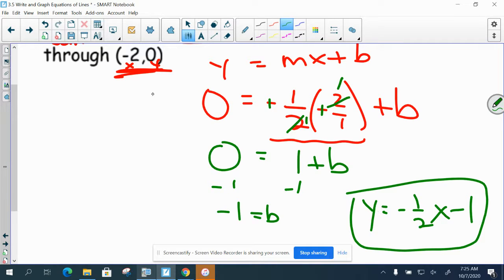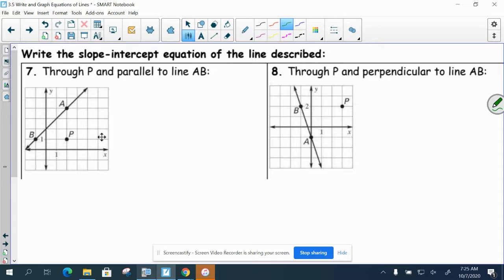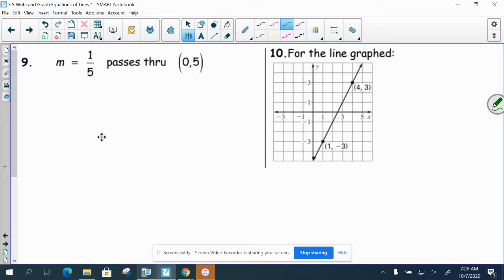All right. Next problem. Let's see. How many more do we want to do? There are quite a few more examples in this lesson, but I'm going to let you do some of them on your own. So, I have an idea.